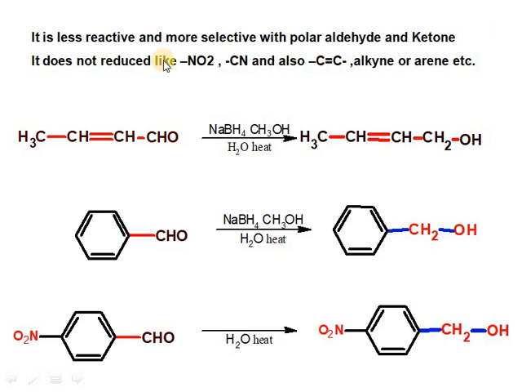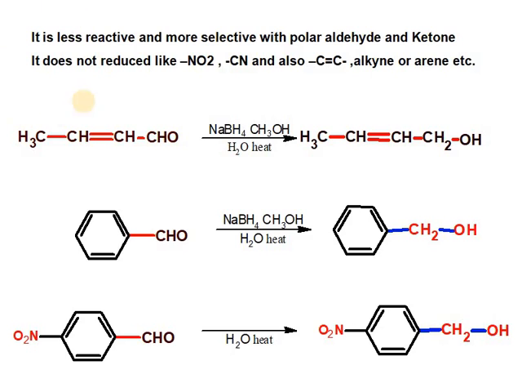But it does not reduce the nitro group, the cyano group, and also the carbon-carbon double bond, that is a non-polar functional group, alkyne, or arene. So these groups cannot be reduced by sodium borohydride. It selectively reduces only and only the aldehyde and ketone group.